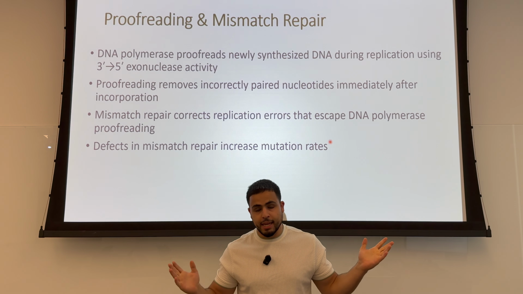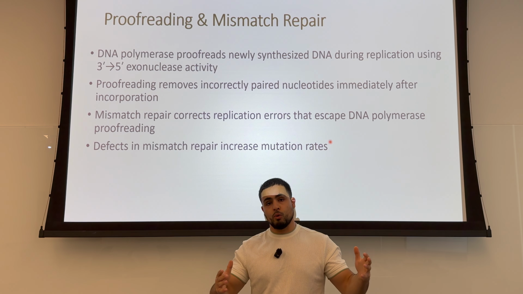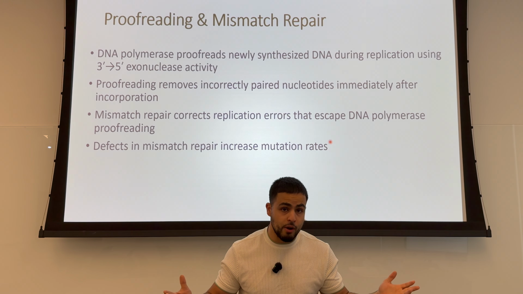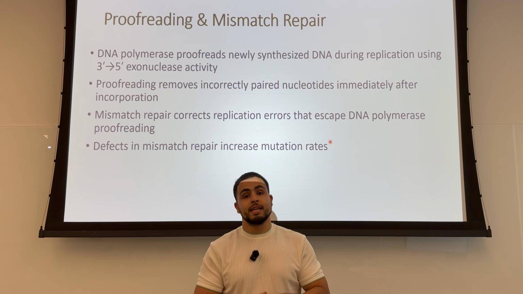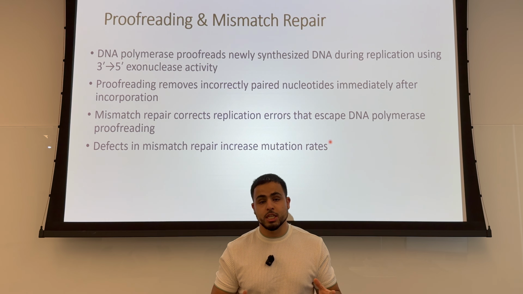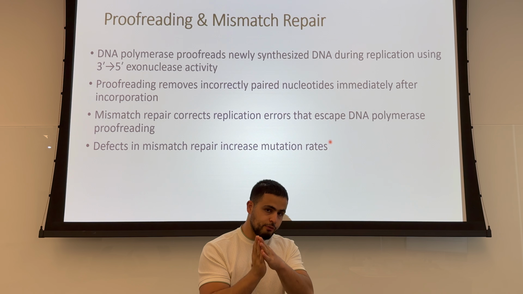Obviously DNA polymerase does its job pretty well, but because it's laying out millions of nucleotides, there's always potential for error. But it turns out that when an error does occur, DNA polymerase contains an exonuclease, and the exonuclease is running in the 3' to 5' direction. So the way it's working is that DNA polymerase is going 5' to 3'.